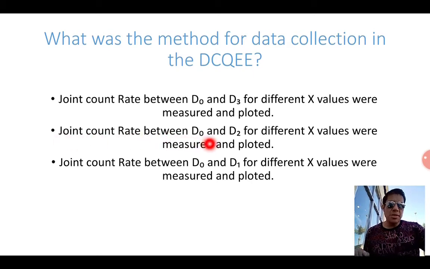Joint count rates between D0 and D2 for different x values were measured and plotted. Also, joint count rates between D0 and D1 for different x values were measured and plotted. So as you can see, all of them were measured together with D0. That's the only one they have in common. So as we move D0 along the x direction, we're supposed to get a pattern that varies depending on which of these three we're measuring. Okay, so let's take a look at the data.